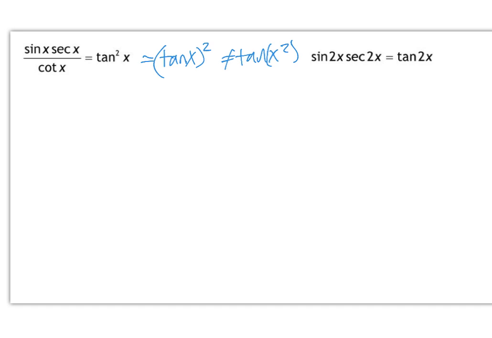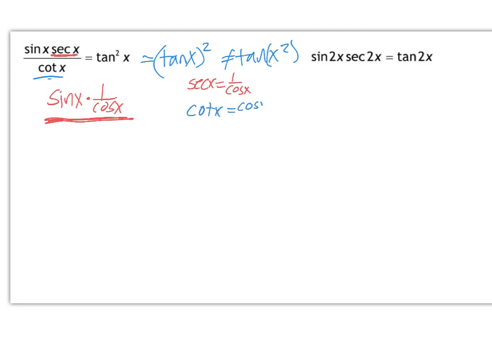Okay, so I'm going to do the same thing. I'm going to take a look at my left side. That looks like the more complicated side. And I'm going to start to identify pieces. So secant of x is 1 over cosine of x. So we've got sine x times 1 over cosine of x. We've got the big divide. And then I've got cotangent of x, which is cosine x over sine x. All right, so I'm going to put that on the bottom.